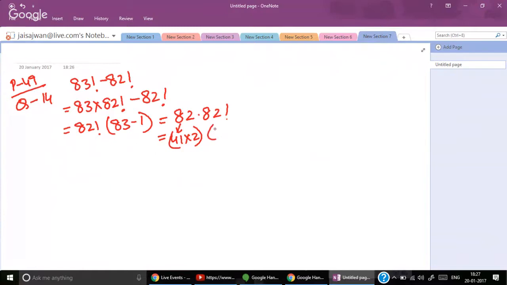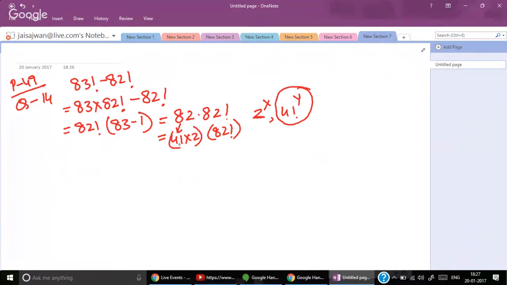And this 82 factorial is again 41 into 2 factorial, but I would write it only in the form of 82 factorial. So I need to find out the power of 2 and the power of 41 in this, and whichever has the lesser power, that many cases will form. Every second number is a multiple of 2, but for 41, only every 41st consecutive number is a multiple of 41. So multiples of 41 will always be fewer than multiples of 2, and I need to consider only the power of 41 in this.